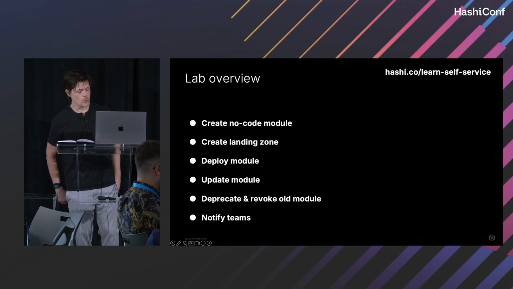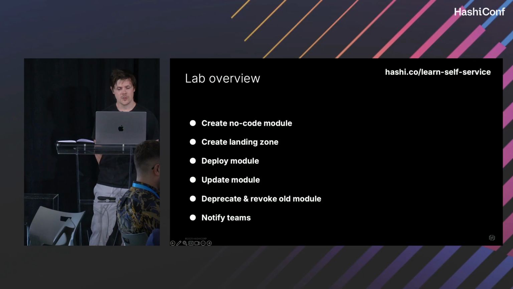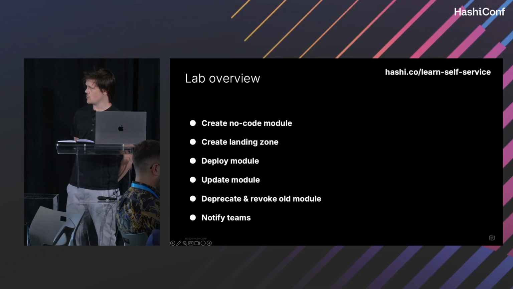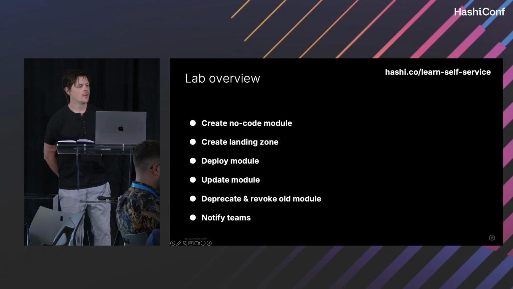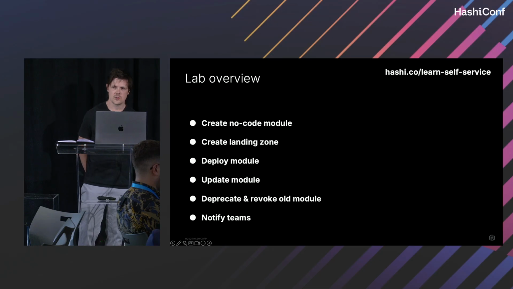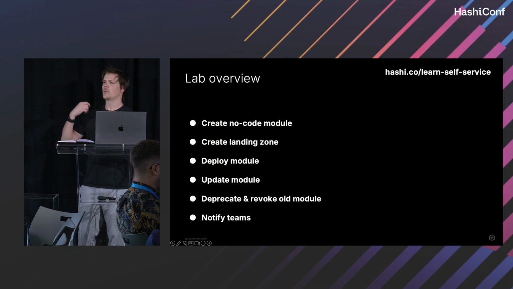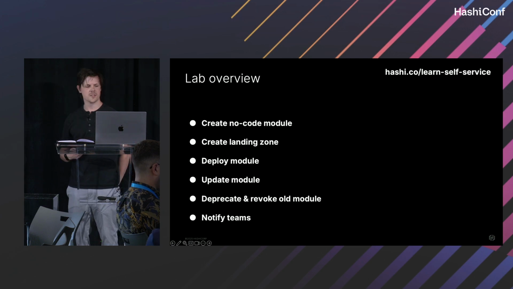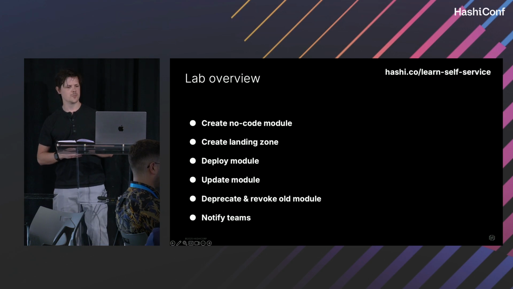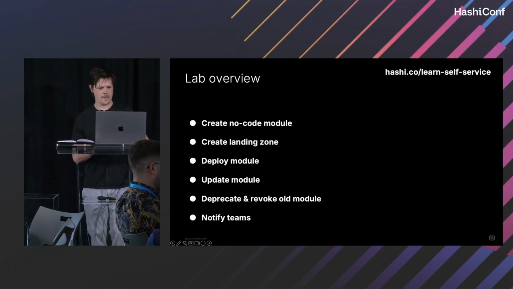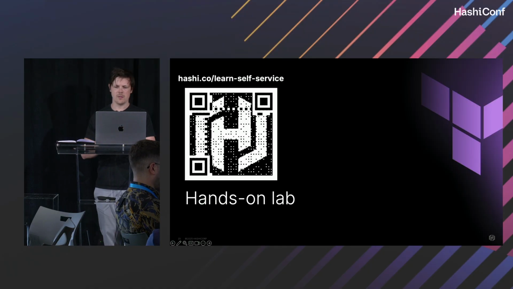And in the lab, we're going to go over everything that we just talked about. We're going to create a no-code module in a landing zone. We've actually written a little bit of Terraform configuration to show how you can automate this. We'll deploy our module and then just work our way around that module lifecycle. We'll deprecate the module, we'll revoke the module, we'll update our workspaces, we'll communicate with teams, and I think we've slipped a couple other features in here as well that we'll take a look at. So I'm going to jump over to the lab.